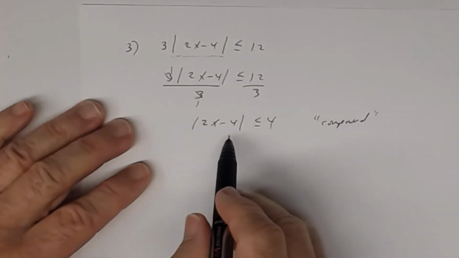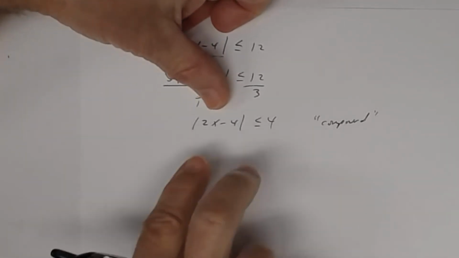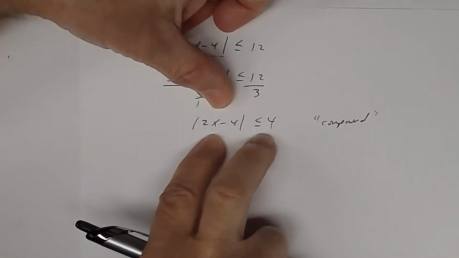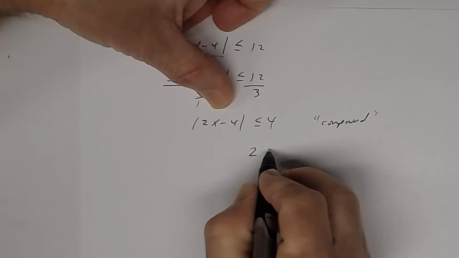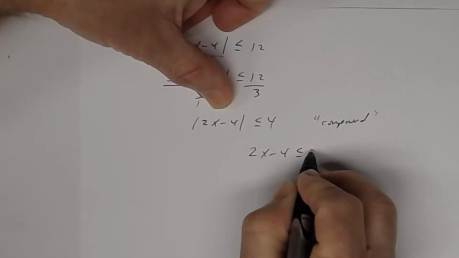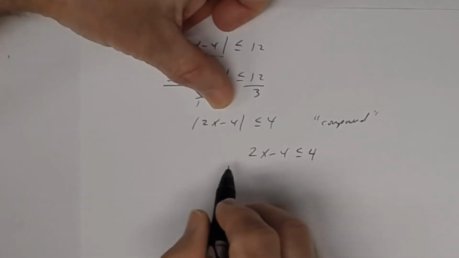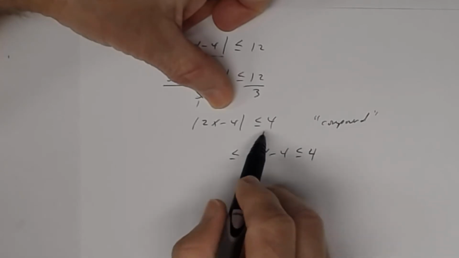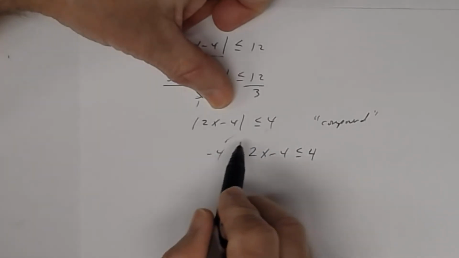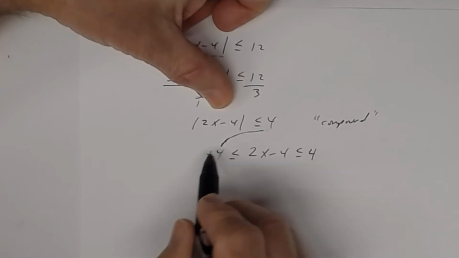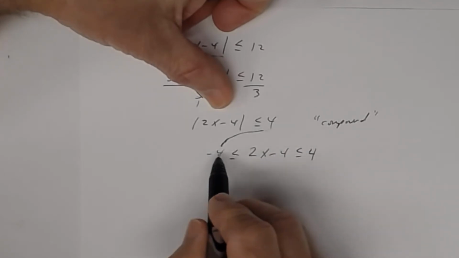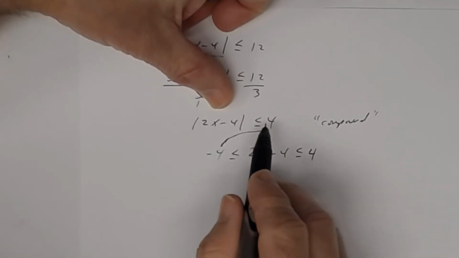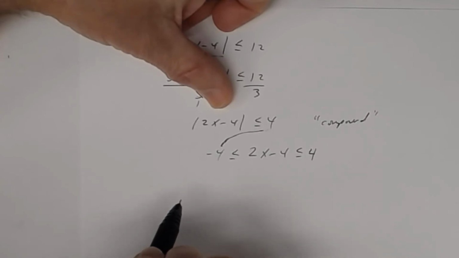All right, so let's go ahead and write this as a compound statement. So the first thing you're going to do is rewrite what you see without the absolute value bars. So 2x minus 4 is less than or equal to 4, right? At the same time, it has to be greater than or equal to a negative 4. You take the opposite. Okay, the opposite. So same, opposite, right? And then notice the inequalities are pointing in the same direction.